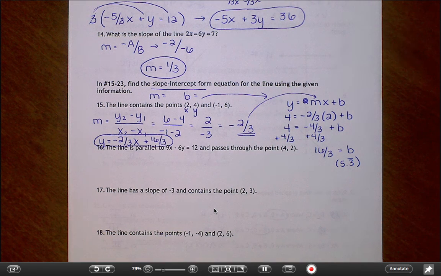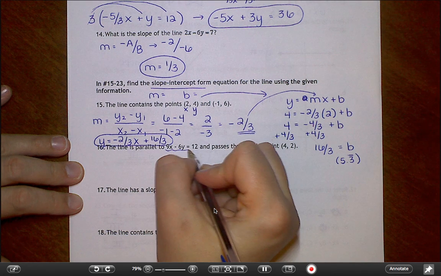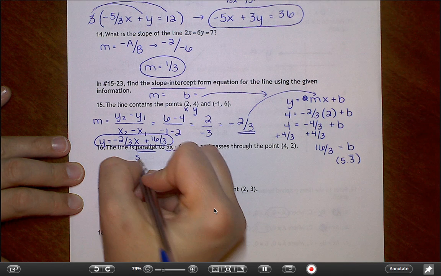Okay, so 16. The line is parallel to 9x minus 6y equals 12. So the first thing I need is a slope, and this is where I'm going to get my slope from, because I know that if lines are parallel, the slopes are the same.